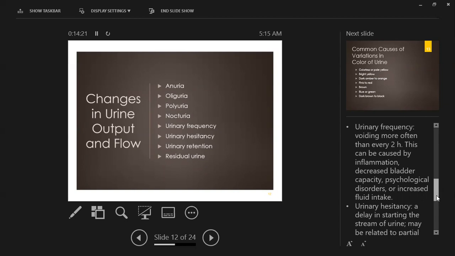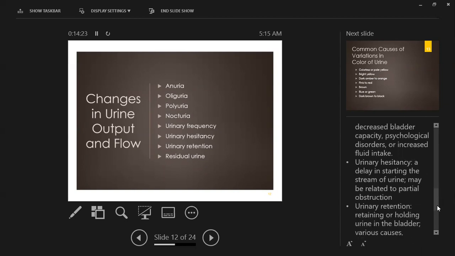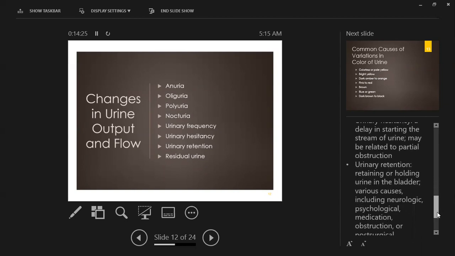Urinary hesitancy is a delay in the start of the stream of urine. This can be related to a partial obstruction due to a kidney stone, but it also may be due to a pretty normal or common effect of aging, which is the enlargement of the prostate in males.